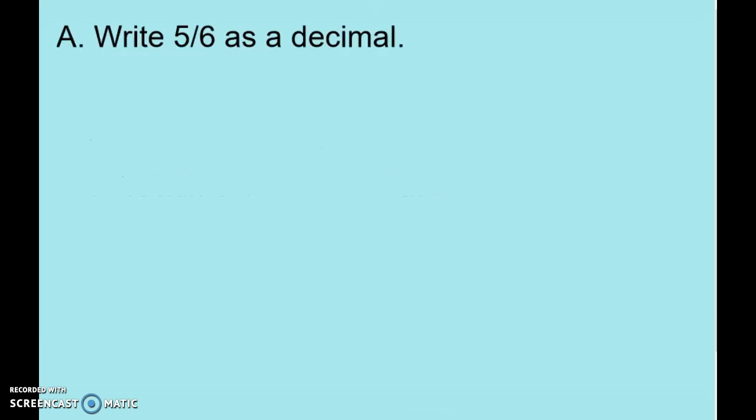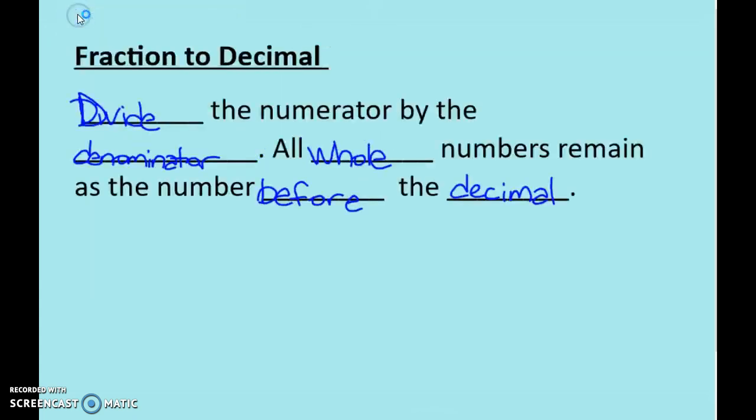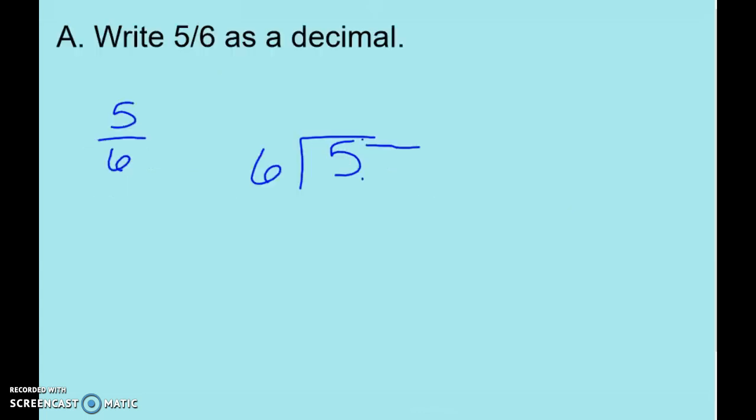Write 5/6 as a decimal. So remember, 5/6, our numerator is going to go inside. The denominator goes on the outside. We add our decimal point. Okay, well, we're just going to go ahead and divide.